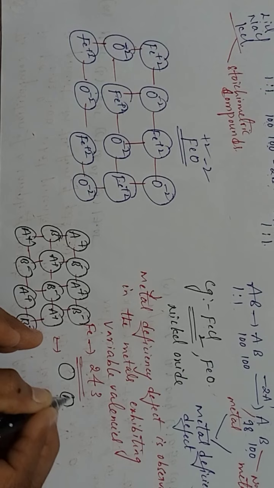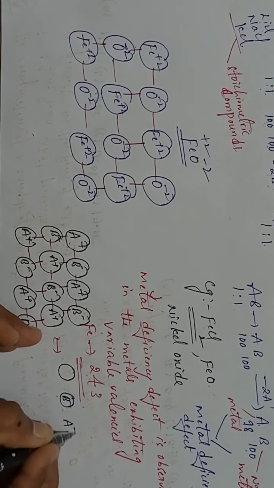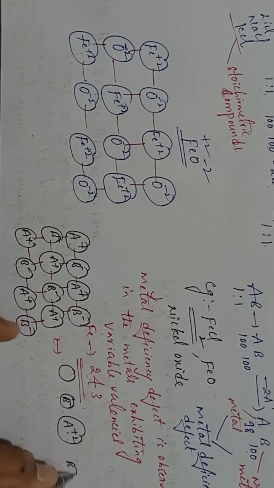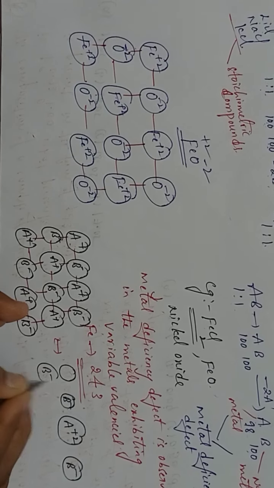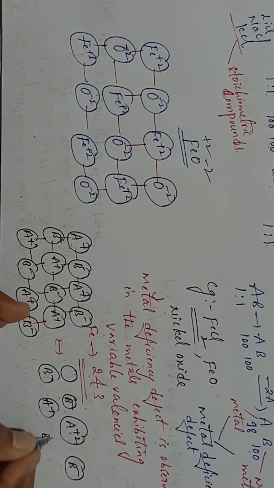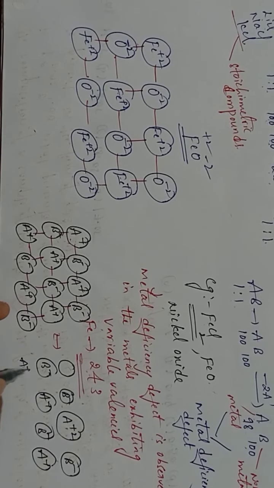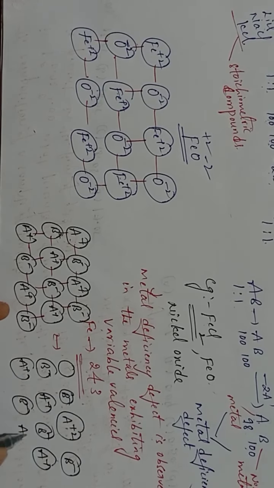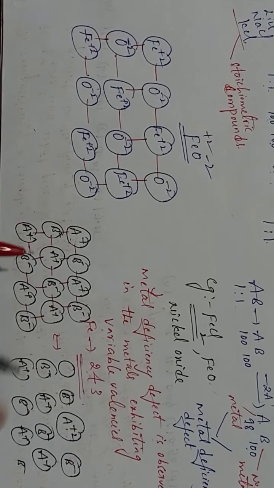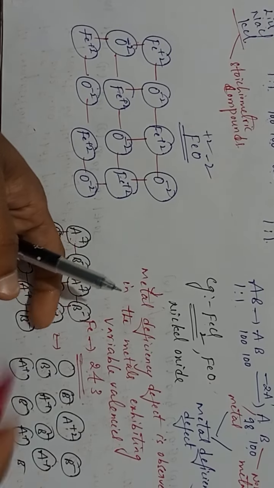This is B-. Now this one I am taking as A+2, B-. This is as usual A+, B-, A+, B-, A+, B-. Understood?